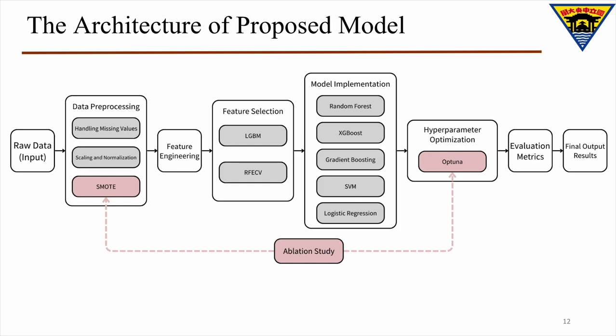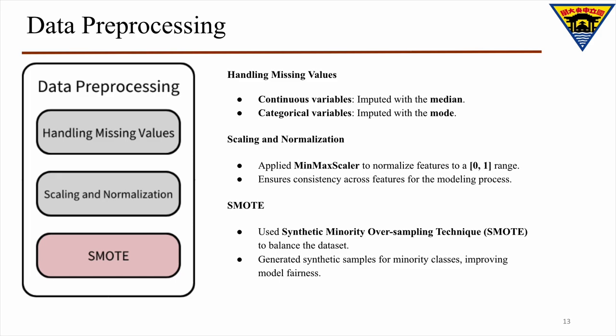In this framework, we have done evaluation studies on two steps. One is the data preprocessing, and another one is hyperparameter optimization. Okay, the first step is about the data preprocessing. We use three different kinds of methods to do this preprocessing.